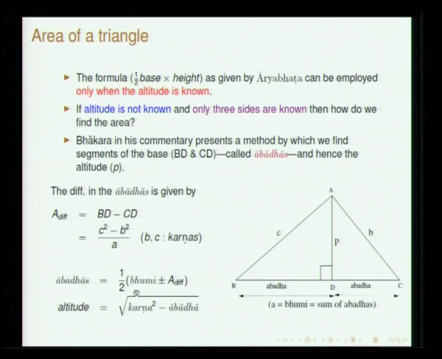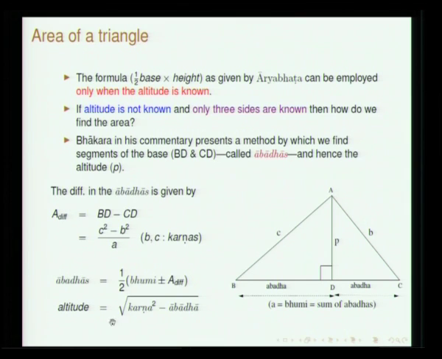This is stated to be half of bhumi. Bhumi is the word which is used to refer to the base. So, bhumi plus minus the difference, half of it, gives you the expression for both the abadhas. Having known this abadha, since you know C, you can calculate the perpendicular either from this abadha or from the other abadha. It is basically Karna square, where the Karna can be either C or B depending upon which of the triangles you choose.